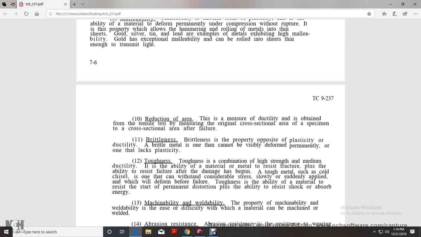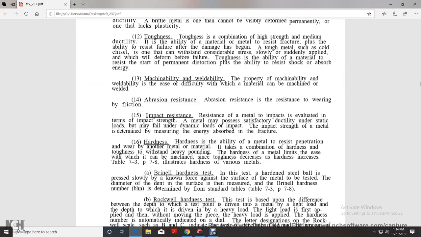Toughness is the combination of high strength and medium ductility, the ability of the metal to resist fracture, plus the ability to resist failure after the damage has begun. A tough metal, such as a cold chisel, is one able to stand considerable stress, slowly or suddenly applied, and is deformed before failure. Toughness is the ability of the metal to resist the start of permanent distortion, plus the ability to resist shock and absorb energy.